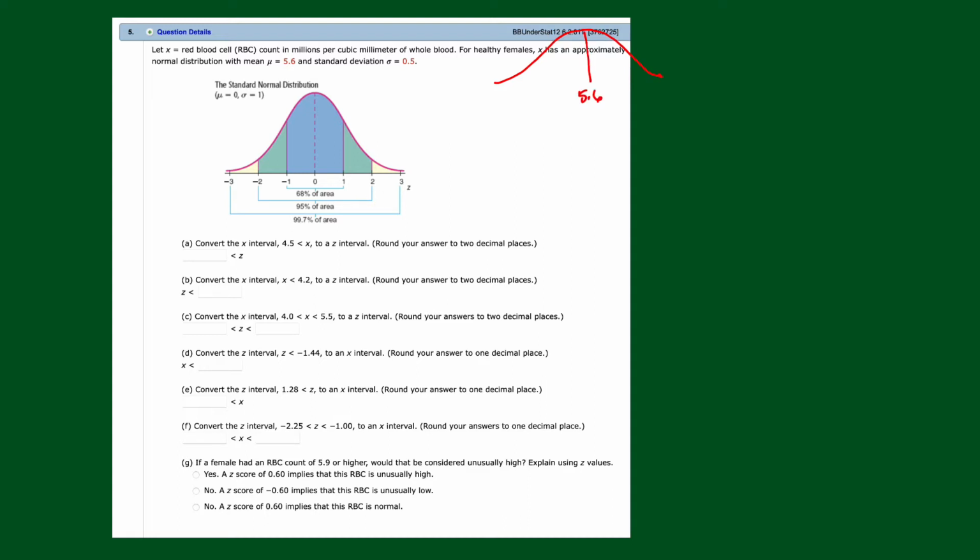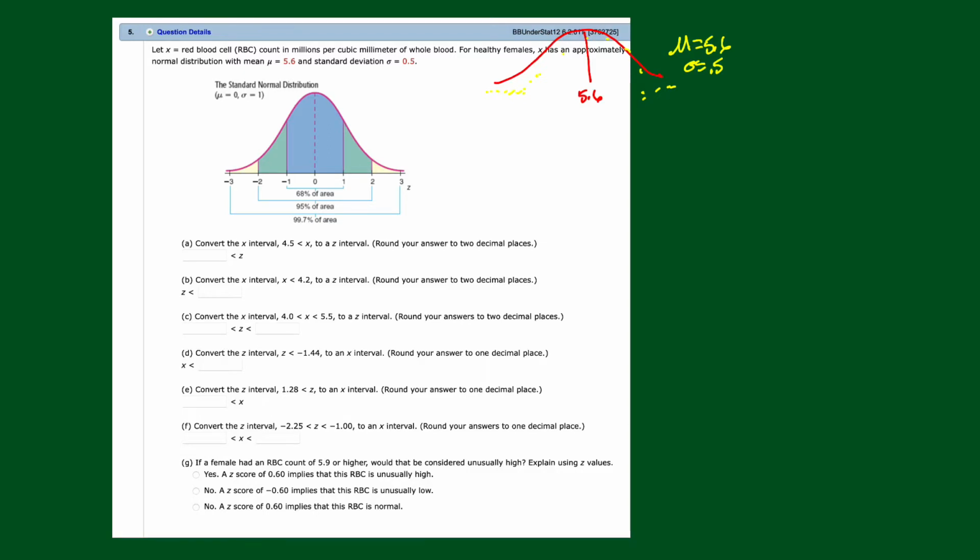Now it's normal. That means what? That some red blood cell counts will be low, some will be high, but mostly they'll be distributed right here in the middle. So we have a mean of 5.6 and a standard deviation of 0.5. Part A asks us to convert the x interval, 4.5 less than x, to a z interval.